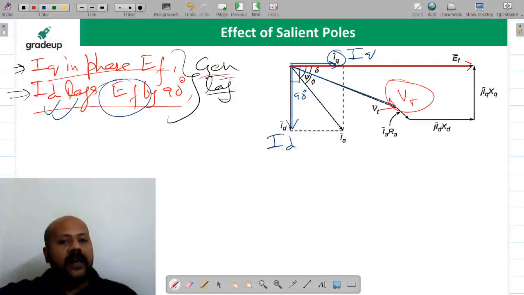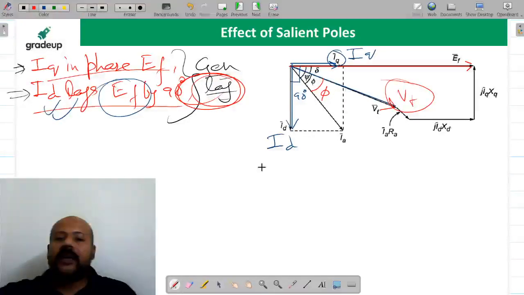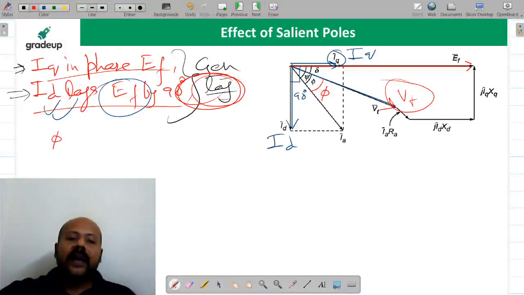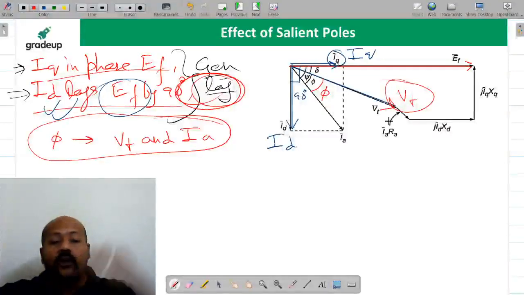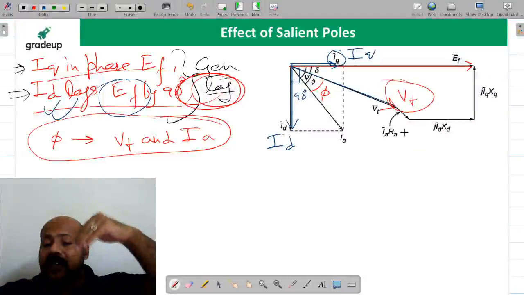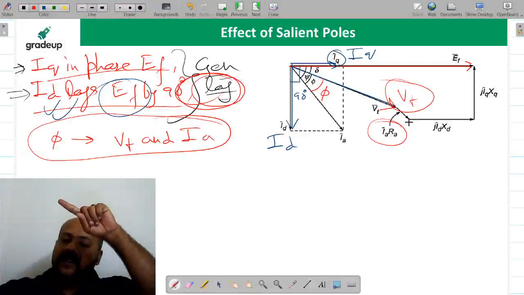And because we are taking a lagging case, the armature current is going to lag this terminal voltage by phi. So the first angle we are marking is the phi angle, which is between the terminal voltage and the armature current. This is an important point, you should remember this. Now you add the armature resistance drop IARA. Remember that equation that we have just derived.